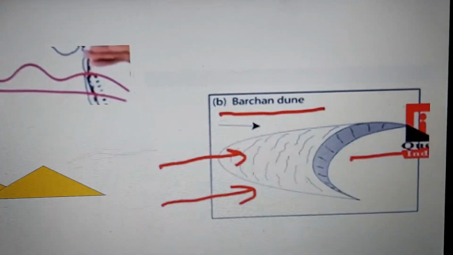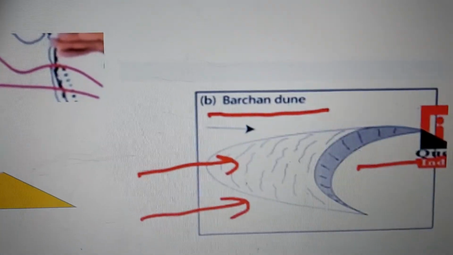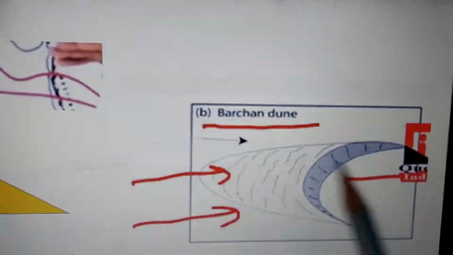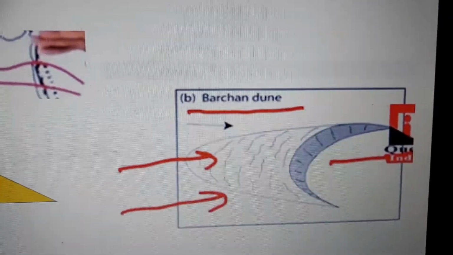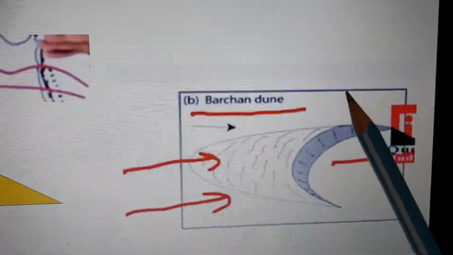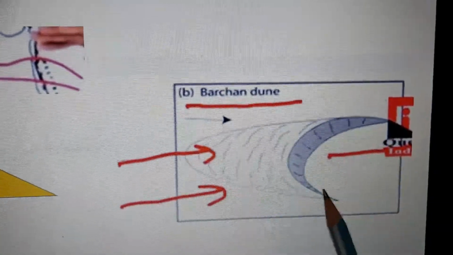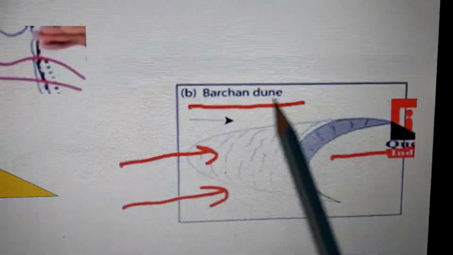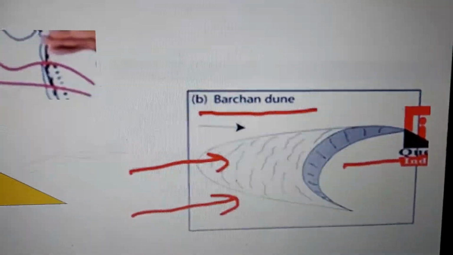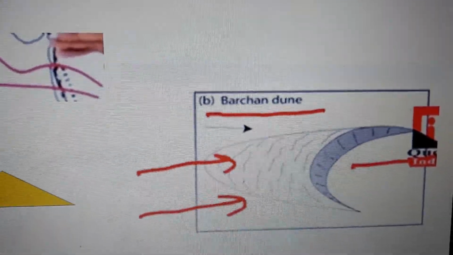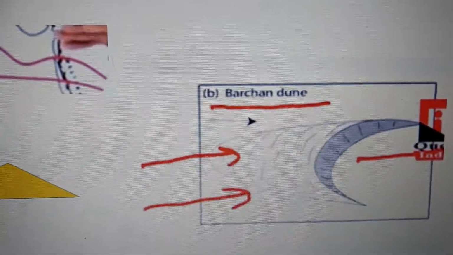Now this kind of sand dune is most seen in our Thar desert, which is called Barchan dunes or Barkhan dunes. This is the wind direction. It takes the sand, and when the wind stops, these crescent-shaped dunes are formed. These are called the two horns of the dunes. Okay, this kind is found in the Thar desert. They are called Barchan dunes or Barkhan dunes.